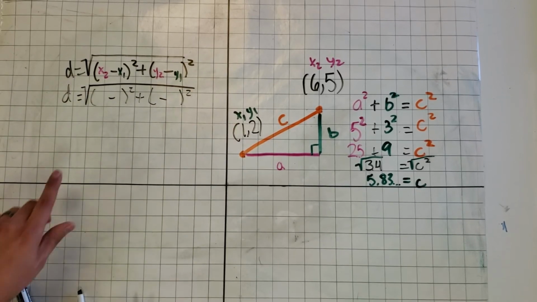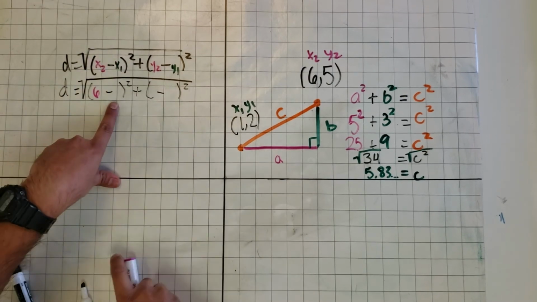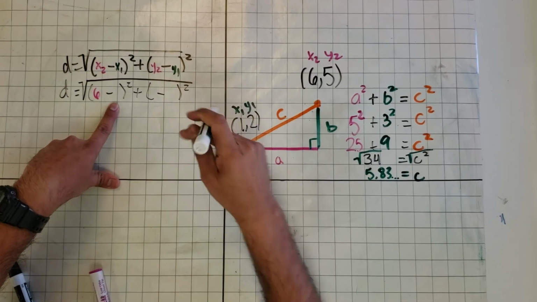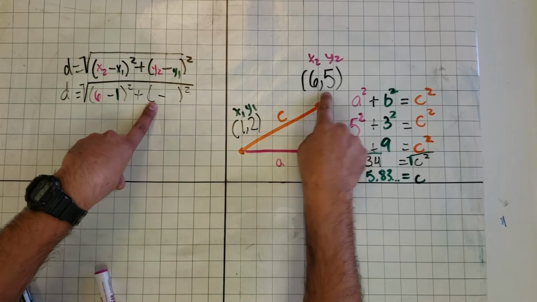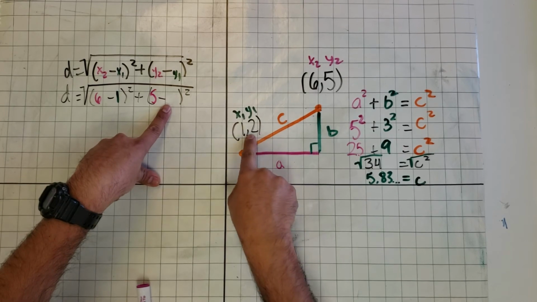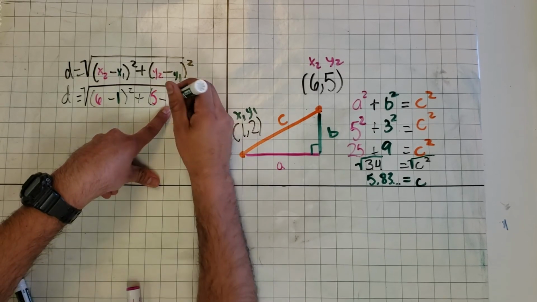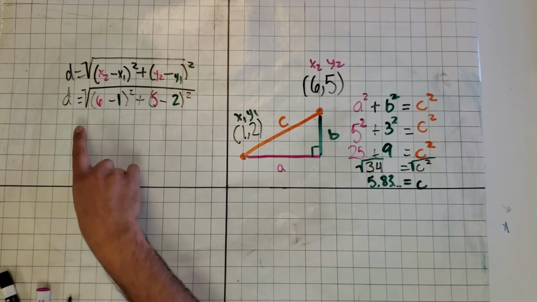Let's put the numbers where they go. My x2 is right here, it's a 6, so that's going to go right there. My x1 is right here, it's a 1, so that goes there. My y2 is over here, it's a 5 in pink. And my y1 is going to be a 2 in green right there. Okay? So now I have everything set up, so now we can just start solving it.